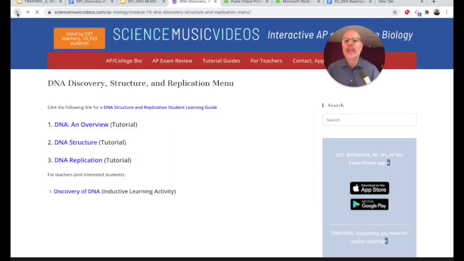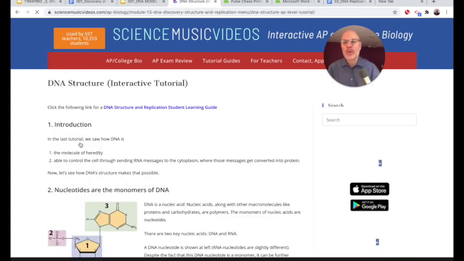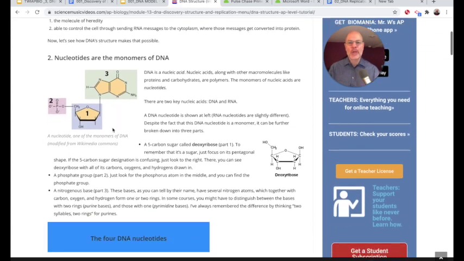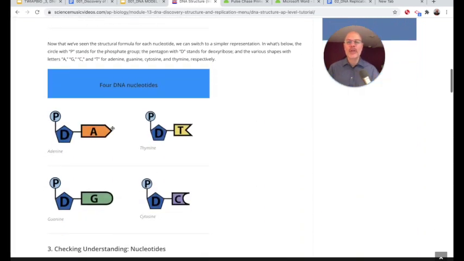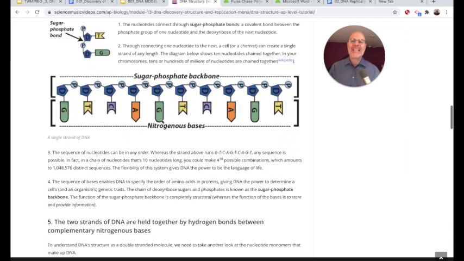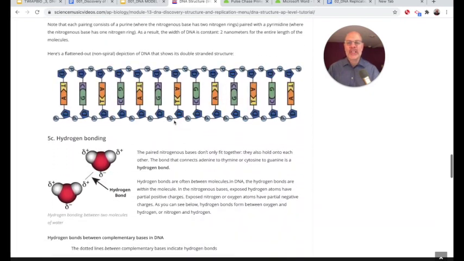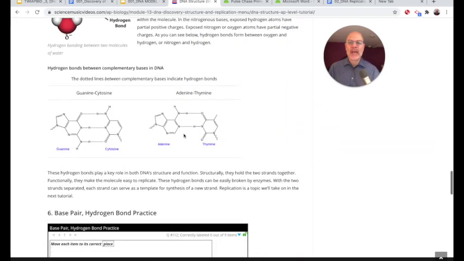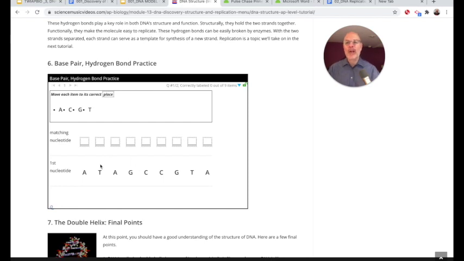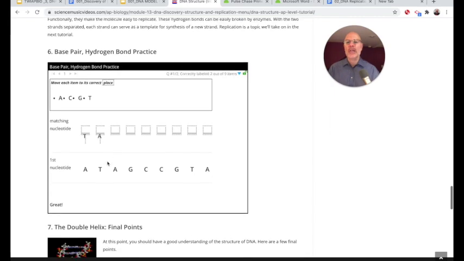So now what I'd like you to do is follow me over to the second tutorial, which walks students through DNA structure. And here we learn about the structure of nucleotides, the 4 different nucleotides. Here they are in kind of a cartoony form. A quiz about that, the sugar phosphate backbone, and then really into the deep detailed structure, hydrogen bonding, how those hydrogen bonds form, base pairing, where students learn that A always bonds with T, and T always bonds with A over there, and so on and so forth.